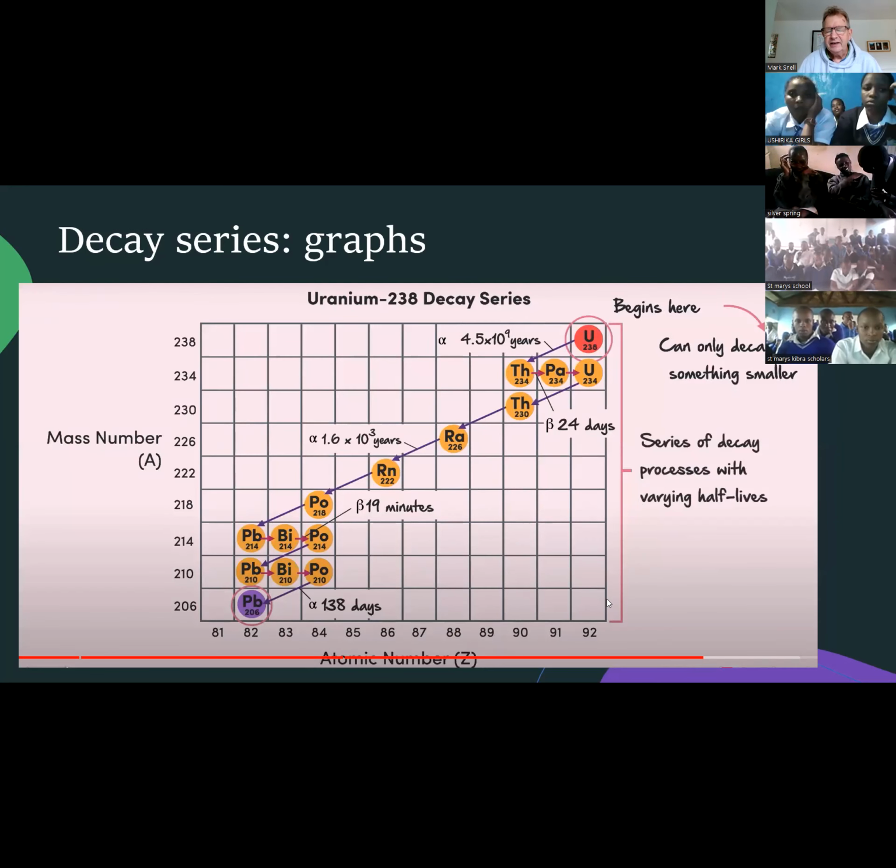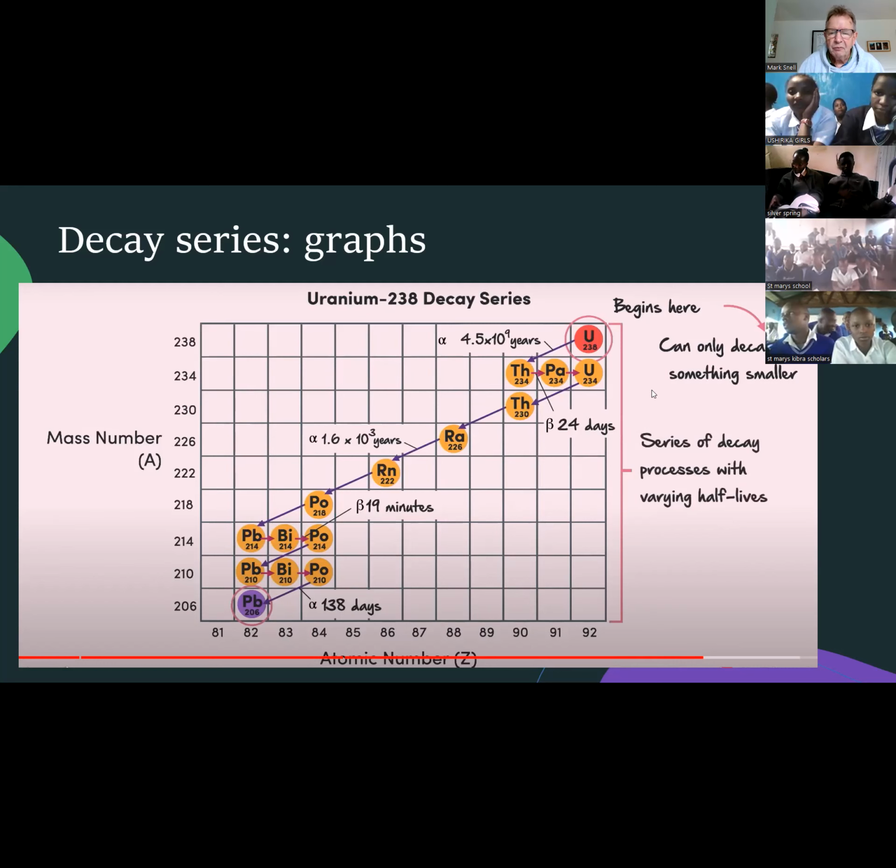This is a decay series, and you may have seen these graphs before. The important thing to recognize is that there are really only 2 types of arrow on this. There is one that goes diagonally from right to left, and there is one that goes from left to right, across. The numbers along the bottom are the atomic numbers, so 81 to 92 here, and up the side is the mass number.